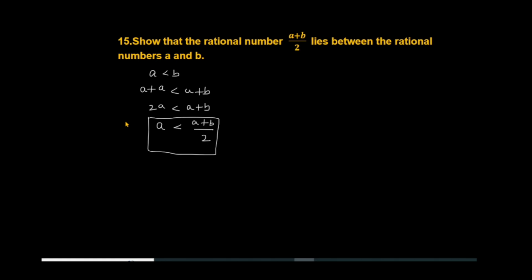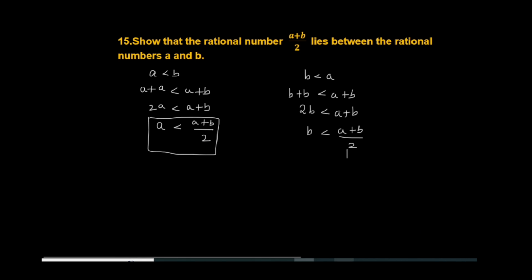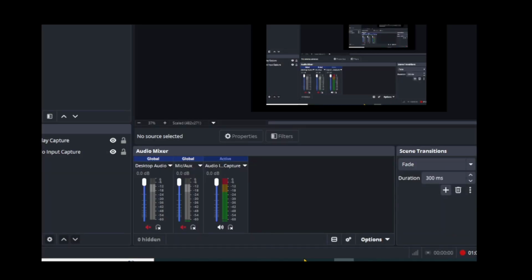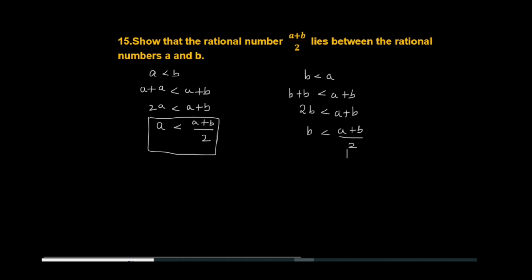Suppose I'm going to take the next case, b is less than a, which means I'm going to add b on both sides. b plus b is less than a plus b. Then 2b is less than a plus b. Dividing by 2 on both sides, b is less than (a plus b) divided by 2. So a is less than (a plus b) by 2, and if b is less than a, then b is less than (a plus b) by 2.